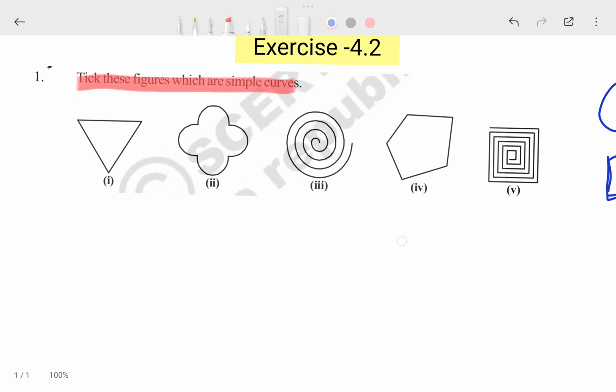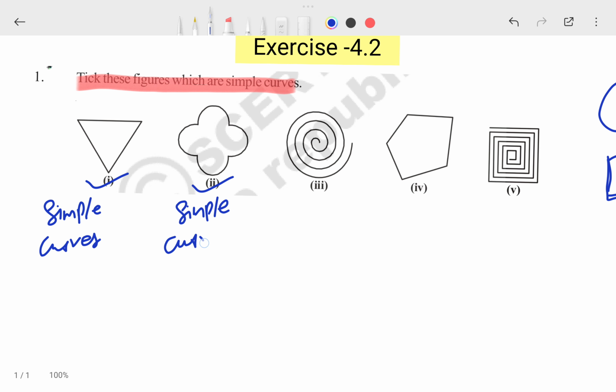Now you can tell me whether this figure is closed or not. Yes, it is closed, and a closed figure is called a simple curve. From any side, will you enter in this one? No, it is not possible. It means this is our closed figure, a simple curve. You will write it is a simple curve. In this second figure, will you enter from any side? No, so this is also our simple curve.